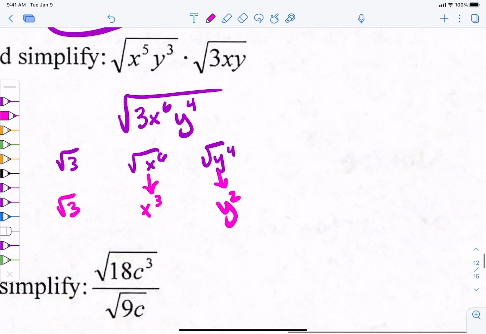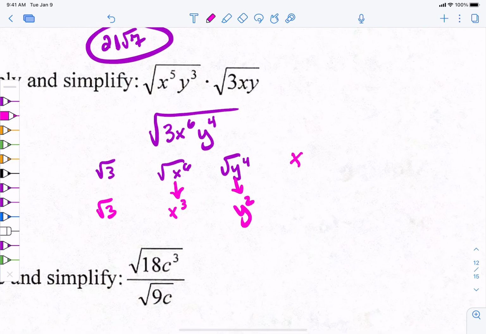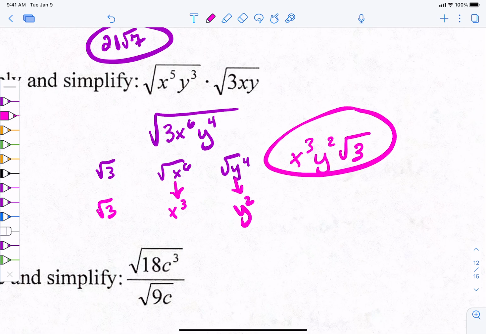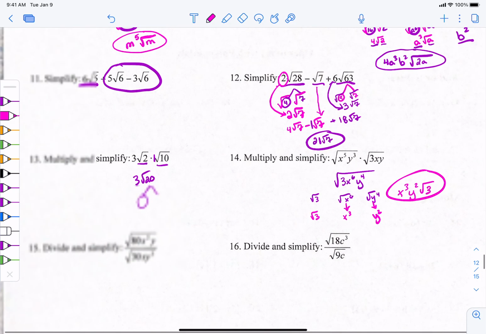So, how do you write the answer? x to the 3rd, y to the 2nd, and the square root of 3. Like that, right? Okay? The stuff on the outside, stuff on the inside. Yeah, that wasn't too bad. Okay? All right, now division is the same way.